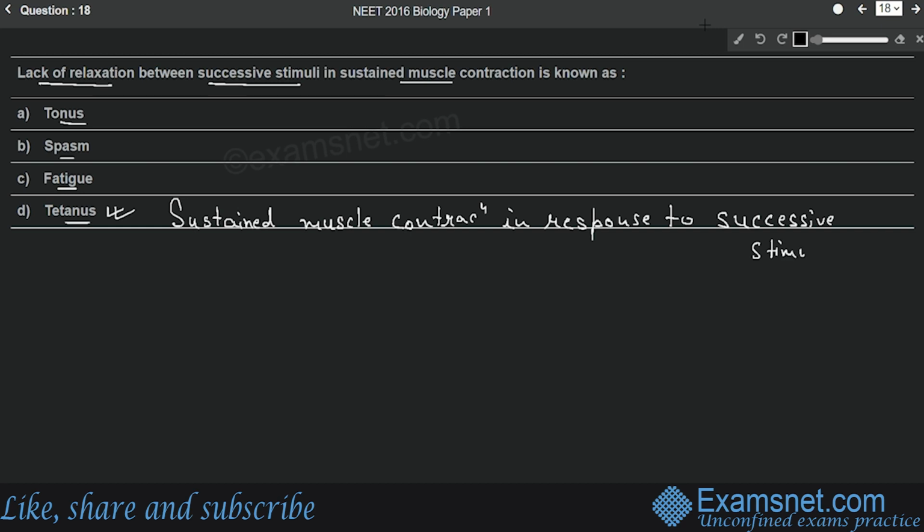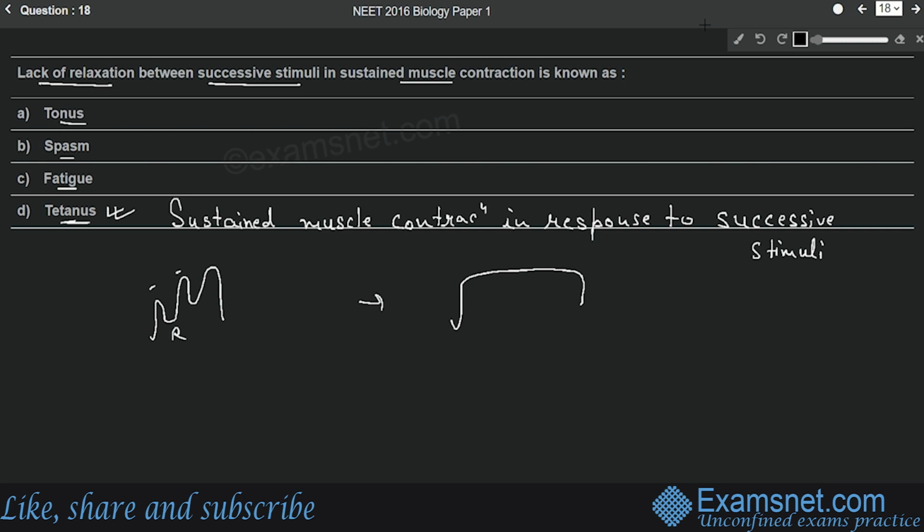Successive stimuli. That means, suppose each peak shows the contraction. Then we know that between two contractions there will be relaxation. But when successive stimuli are given, then what happens? There is no time for relaxation and there is sustained contraction. And this is tetanus. Okay. Now what about other options?